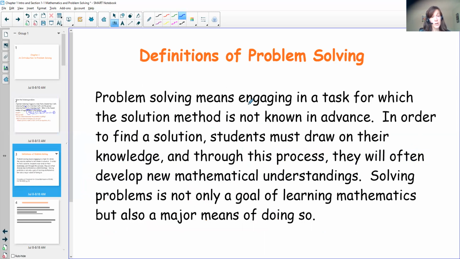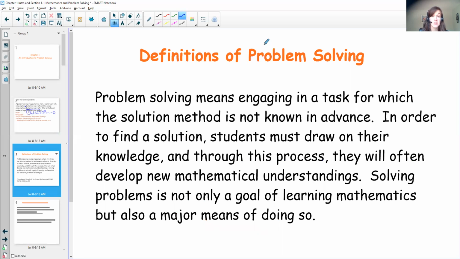So we're going to talk a lot in this class about problem solving. And problem solving is really about doing something where you don't know the right way to go forward. That's what happens when you're presented with a problem. You think like, what do I do now? Happens in math, happens in life, happens all the time.